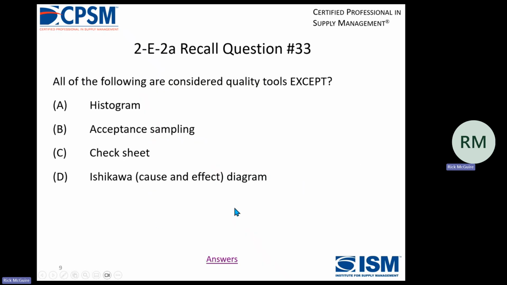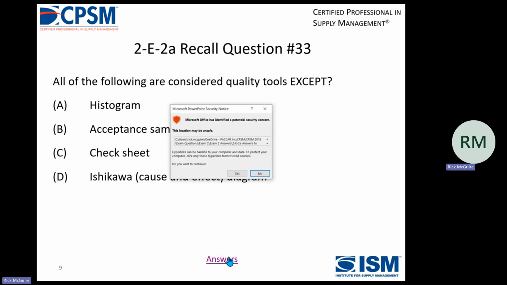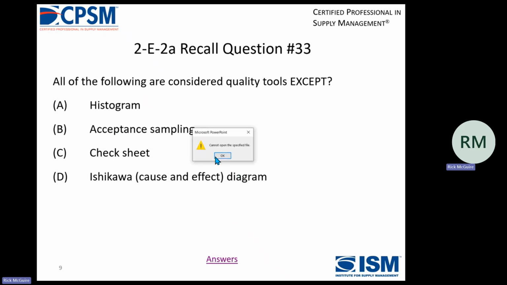All right, questions for today. All the following are considered quality tools except. Well, we know the histogram we just covered. And this is the fishbone diagram. We also covered the check sheet, so it's got to be B, because we're looking for except.